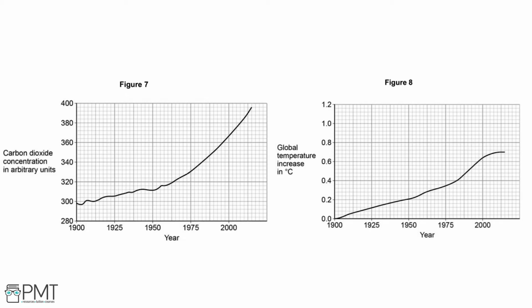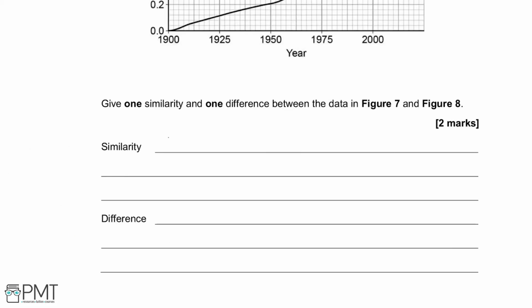For our similarity, we can see that both of these graphs have a positive correlation. That means that they start lower, so down here, and end up higher. So both of them are going up. So that's what we'll write for our similarity. Both show a positive correlation.